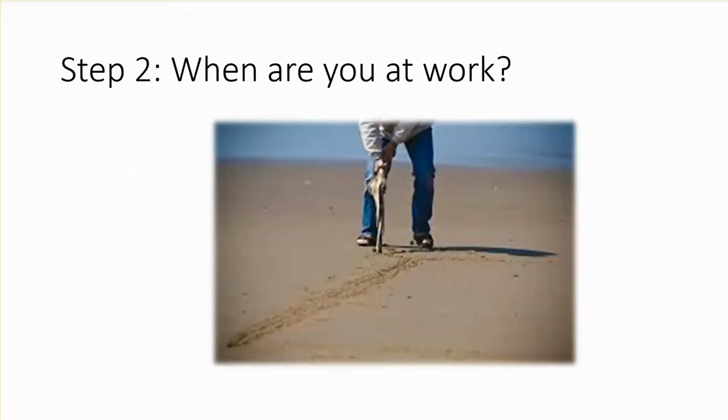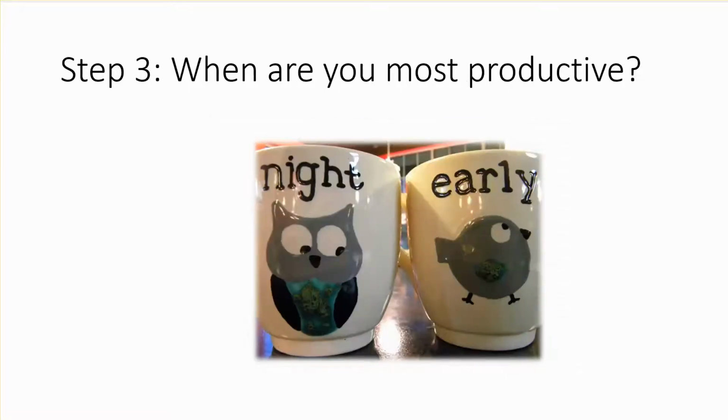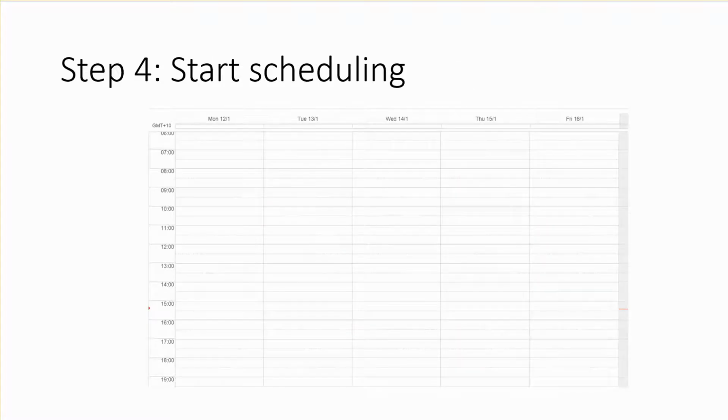Step 2. Decide when you're at work. Draw your line in the sand. And step 3. Think about when are the best times of the day for you to do particular things, depending on your personal body clock. Are you an early bird or a night owl, and your client demands, and your family commitments? Now it's time to start scheduling, so give yourself a blank calendar and let's go.